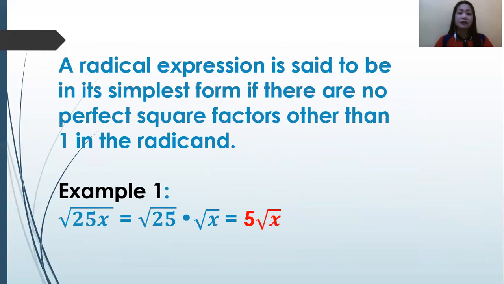Okay, a radical expression is said to be in its simplest form if there are no perfect square factors other than 1 in the radicand. Example number 1. The square root of 25x is equal to the square root of 25 times the square root of x. Square root of 25 is a perfect square, so it is equal to 5. And the square root of x cannot be simplified, so it just stays as the square root of x. So our final answer is 5 square root of x.